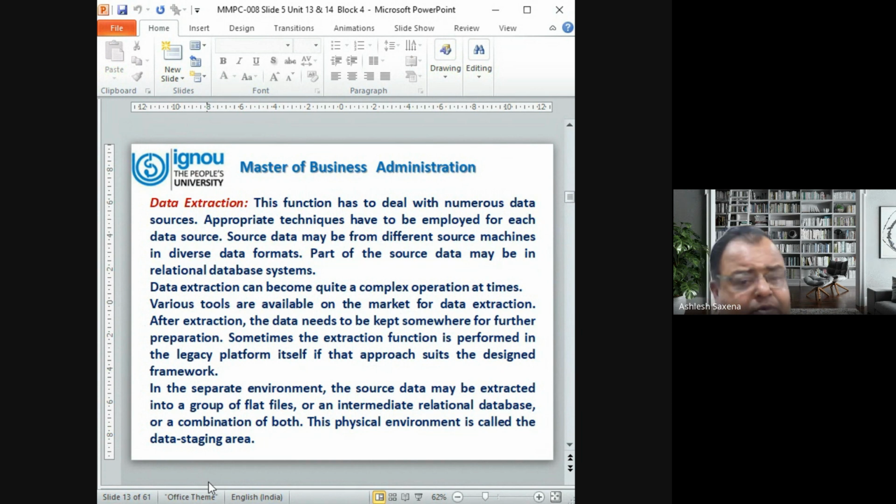Appropriate techniques have to be employed for each data source. Source data may come from different sources and machines in diverse data formats. Part of the source data may be in a relational database system. Data extraction can become quite a complex operation at times. Various tools are available on the market for data extraction. After extraction, the data needs to be kept somewhere for further preparation. Sometimes the extraction function is performed in the legacy platform itself if that approach suits the design framework.